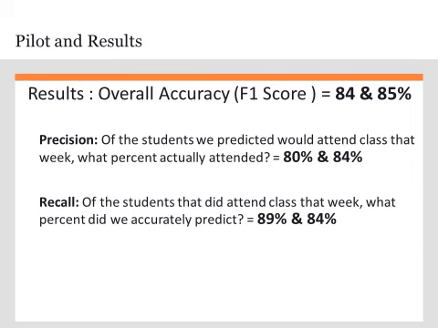I need to read these out. So, precision: of the students we predicted would attend class that week, what percentage actually attended, and it was between 80 and 84%. And recall: of the students that did attend class that week, what percentage did we accurately predict, and that was between 89 and 84%.